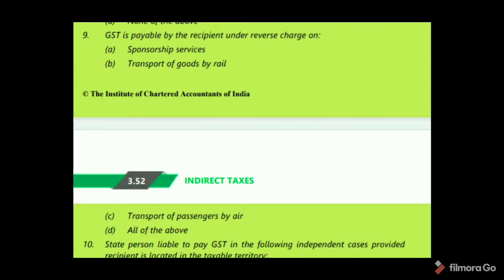Okay. See 9th MCQ. GST is payable by the recipient under reverse charge on sponsorship services, or option B, transport of goods by rail, and C, transport of passengers by air, and D, all of the above. See here sponsorship services, option A is correct. It is covered in reverse charge mechanism. Okay. So then the recipient is taxable.